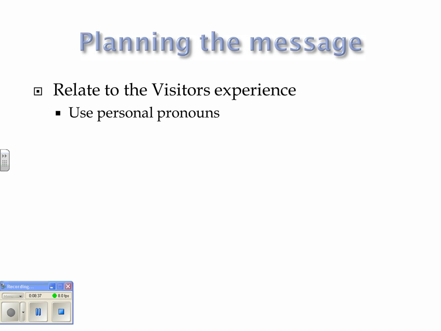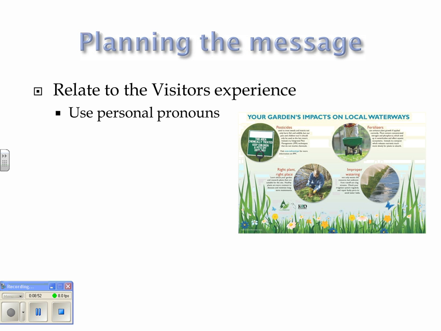Relate to the visitor's experience. Use personal pronouns when possible: you, we, things like that. They're going to help connect that reader or visitor to that moment in space and time, to your animal. Look at this example: "Your garden's impact on local waterways." There's 2 words right there in the title that connect the visitor to this particular spot, to what's going on around them: your and local.